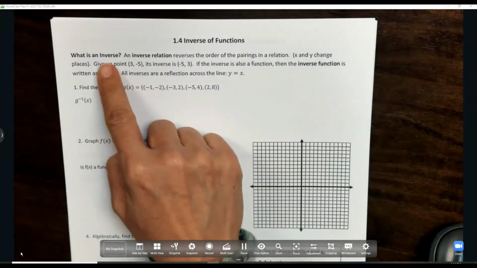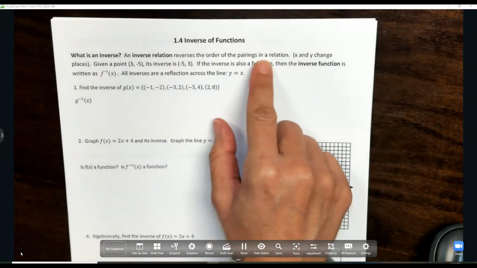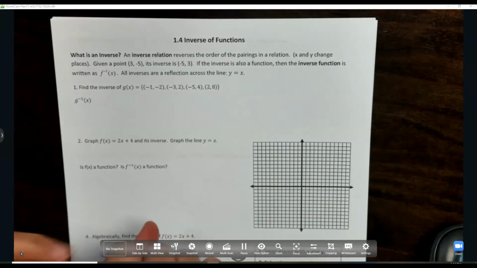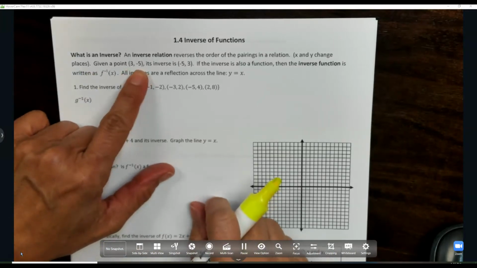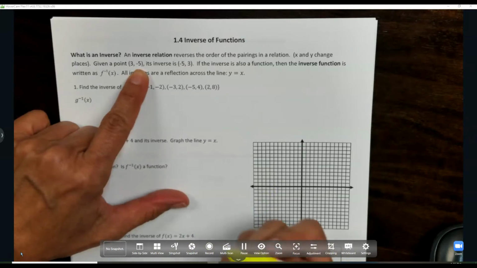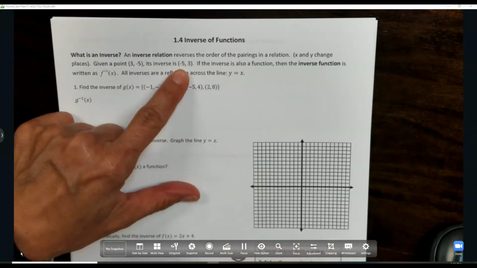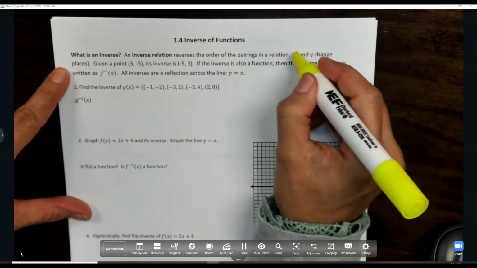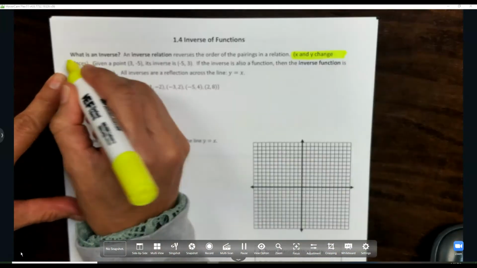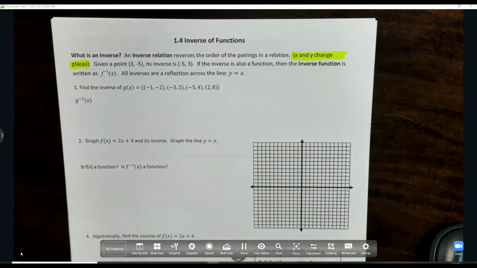Okay, guys, so an inverse just reverses the order of pairings of a relation. Like you literally just switch the place of x and y. That's how simple it is in the beginning. So if I have a point of (3, -5), its inverse is (-5, 3). You just switch them. So I'm going to highlight right here where it says x and y change places, because that's all that inverses are.